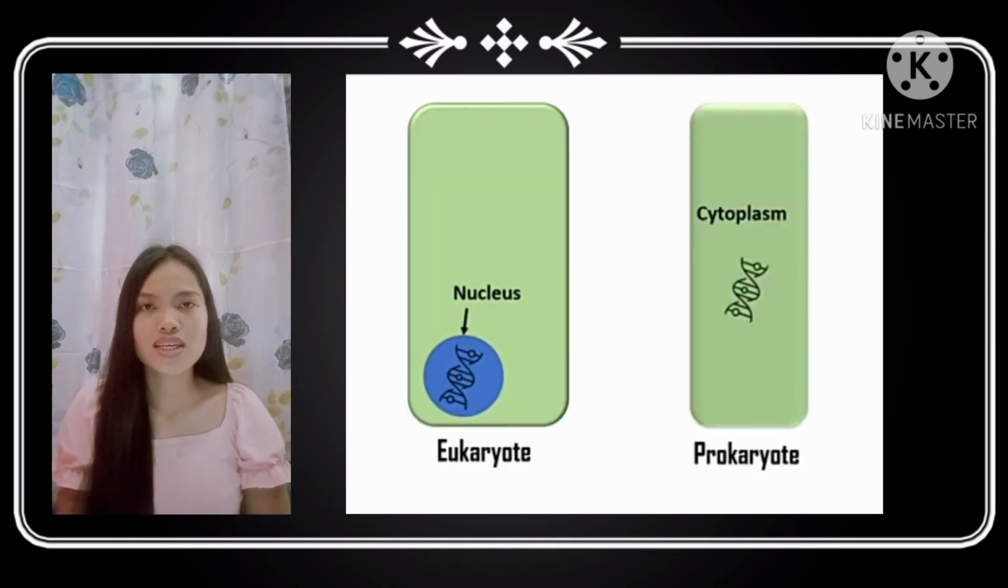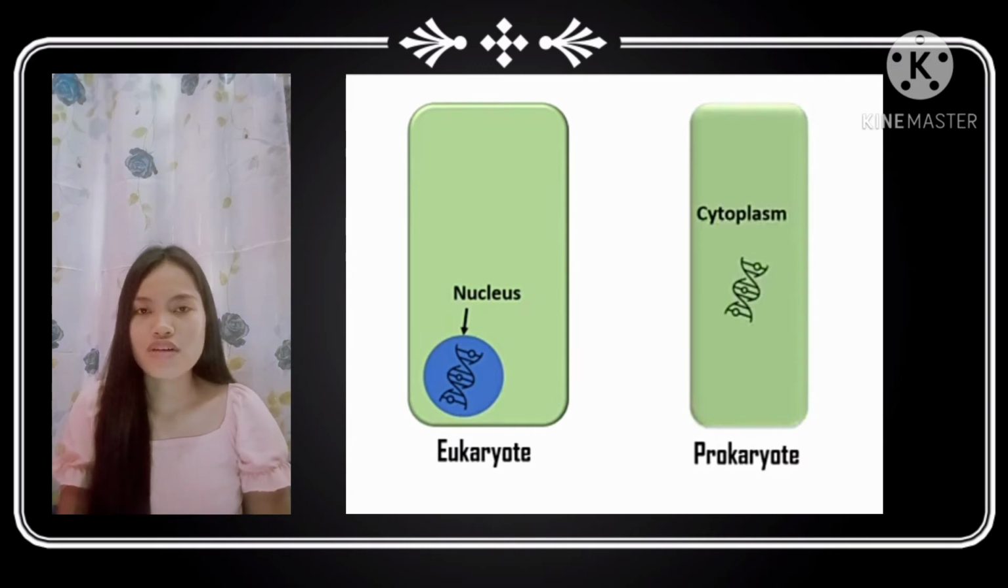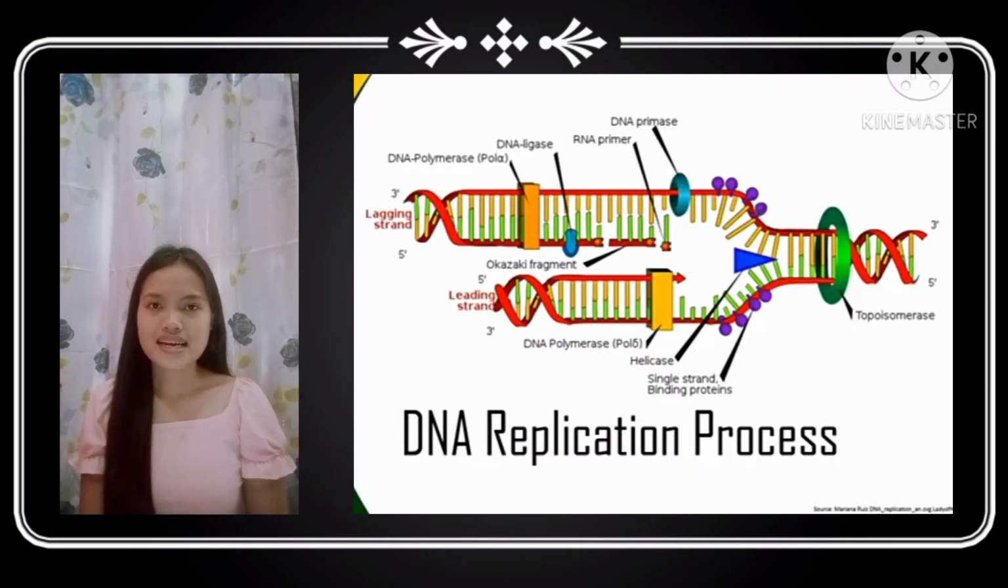In eukaryotes, including us humans, DNA replication occurs inside the nucleus. For prokaryotes, because they don't have a true nucleus, it occurs in the cytoplasm. Now we will discuss the steps of DNA replication.